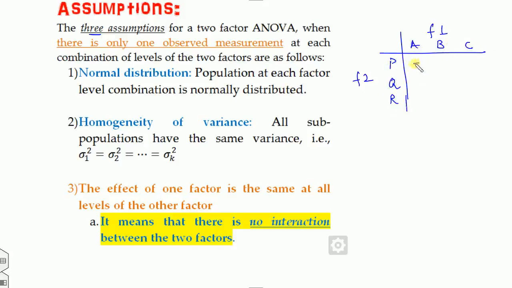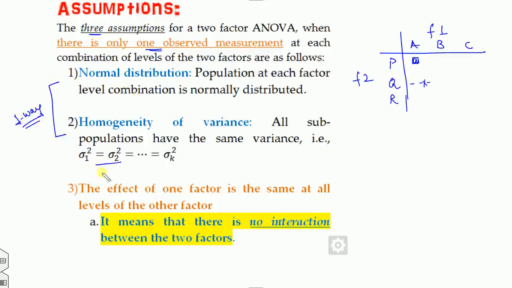So what is that? There is only one observation. It means for P to A, there is only one observation. It can't be this way, where for Q to A there is more than one. This cannot be there. So there is only one observed measurement. The next one is that the population is always normally distributed. Variances are the same. This is the same as that of the one-way ANOVA.